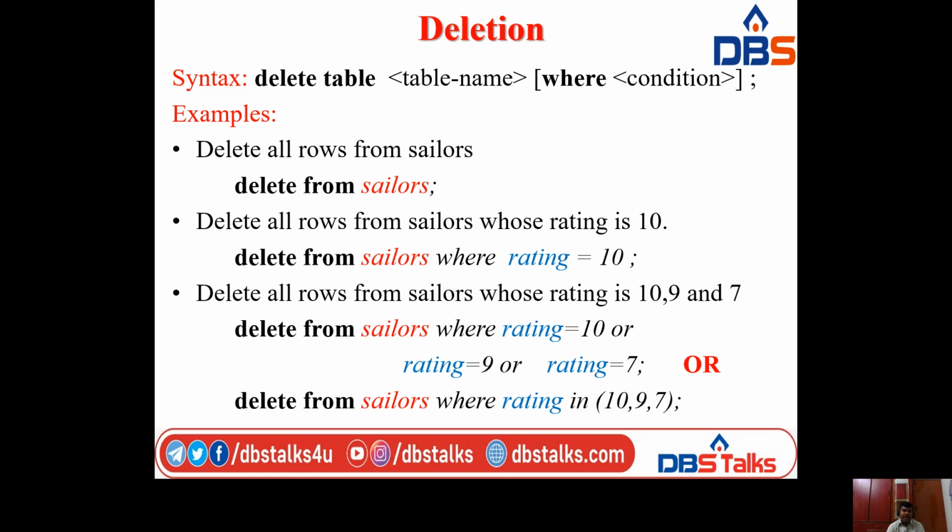Delete from table name where condition. Delete all rows from sailors: here we are deleting all the rows from the sailors table. Delete all rows from sailors whose rating is 10. Here we are using a predicate like rating equal to 10. Delete from sailors where rating is equal to 10. Delete all rows from sailors whose rating is 10, 9 and 7. Here we can use OR, or otherwise we can use IN.